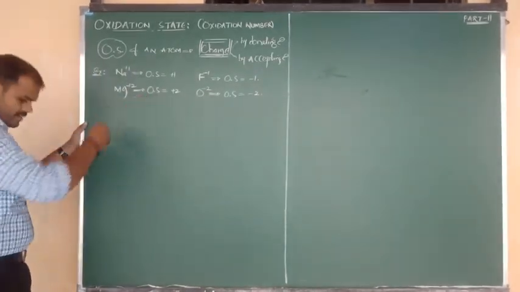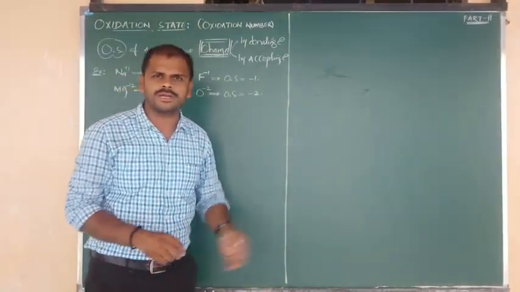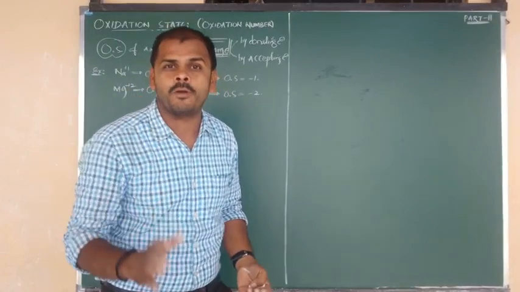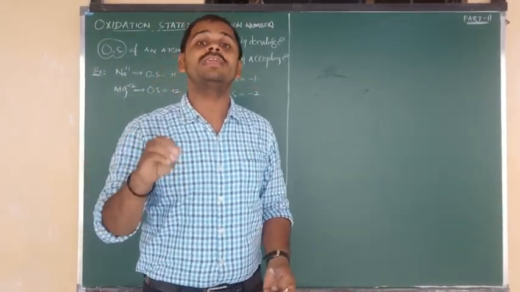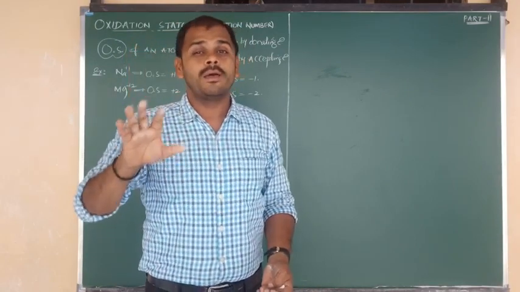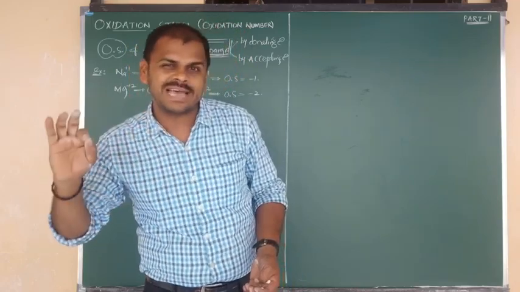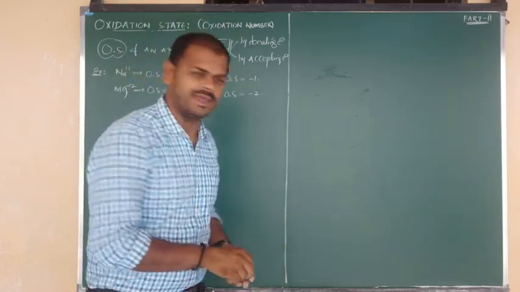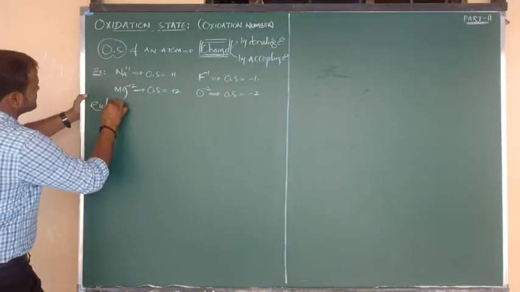Okay, fine. Now I am going to give you some rules. If you know these rules, whatever the compound may be, you can calculate the oxidation state of any element in that compound. First of all, we should be very familiar with the rules for how to assign the oxidation state of the elements.